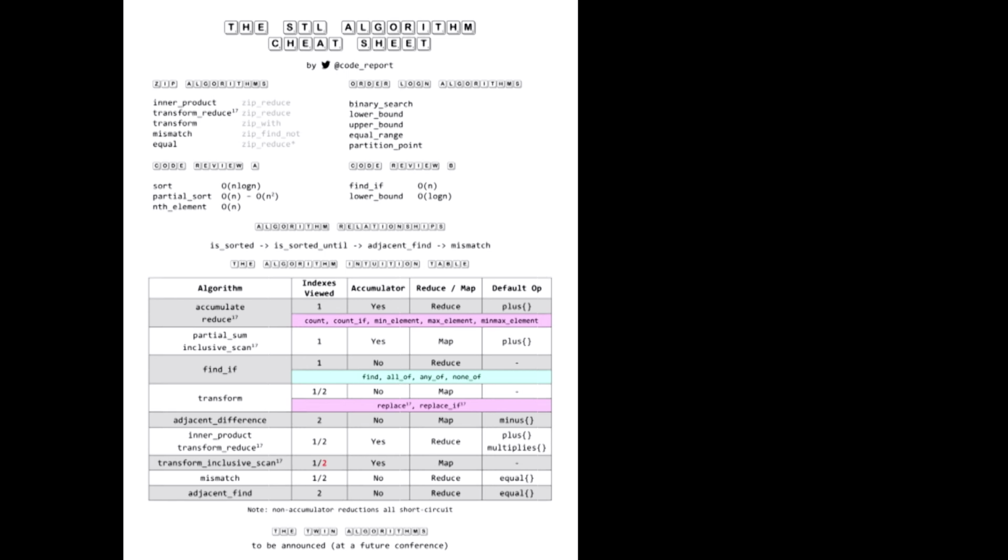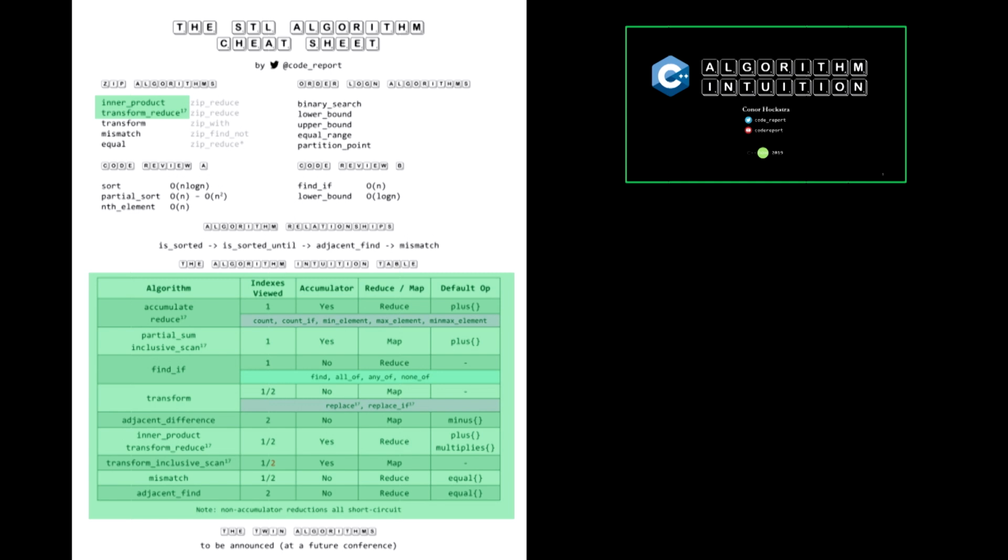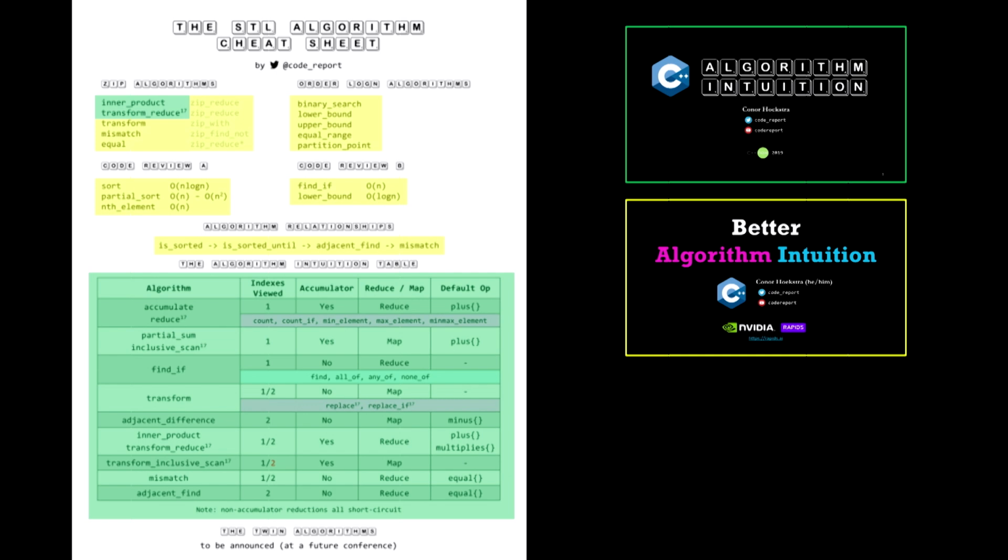So from the Algorithm Intuition talk, everything highlighted in green comes from that talk. Everything highlighted in yellow is from my Better Algorithm Intuition talk. And if you look down at the bottom, there's a small section that says the twin algorithms. And if you look closely, it says to be announced at a future conference. That was going to be C++ Now 2020. But unfortunately, that conference got canceled.